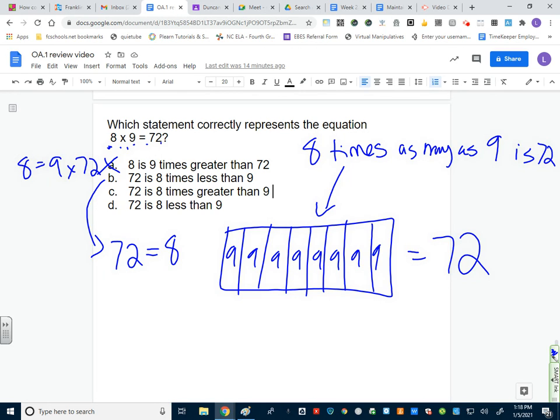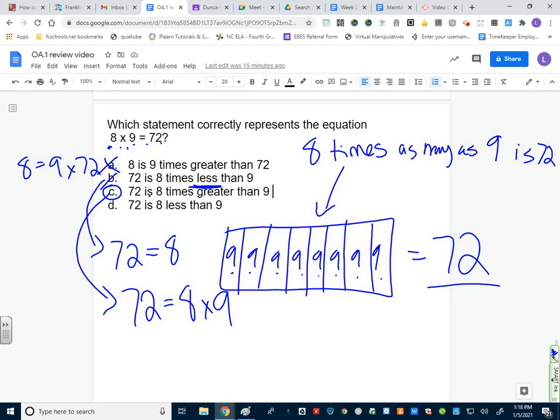No, it looked really good until it said this word less. It's not 8 times less than 9. That would be going backwards. No, we're counting up by 9. So that's close, but it's not quite there. C says 72 equals 8 times greater than 9. That is exactly what we did. We repeated 9 8 different times to get us to 72. That looks like a really good answer.